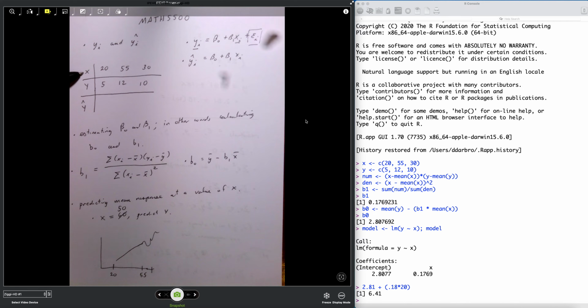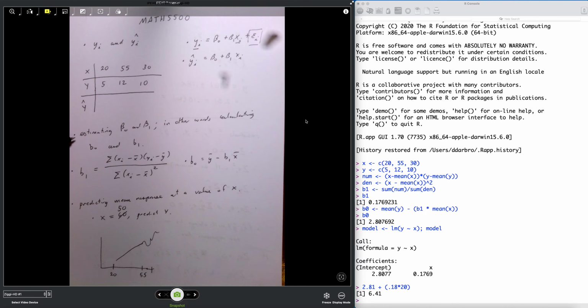I have a small data set here that I'm going to do some illustrations with in just a second. So the observed y's would be 5, 12, and 10. The predicted y's would be what we would get if we put 20, 55, and 30 into our model. Now, usually the observed y and the predicted y are different, thus the need for the error term. So make sure you tattoo the differences in these to the brain.